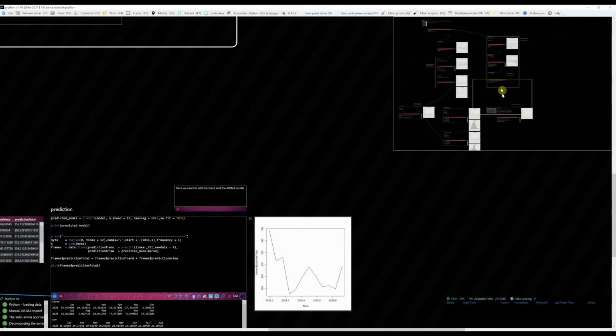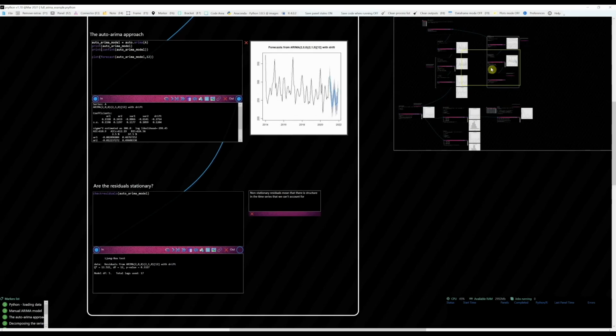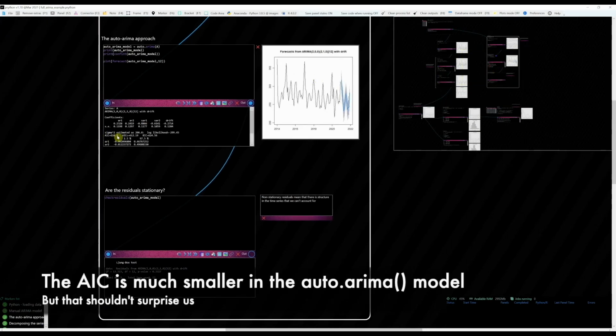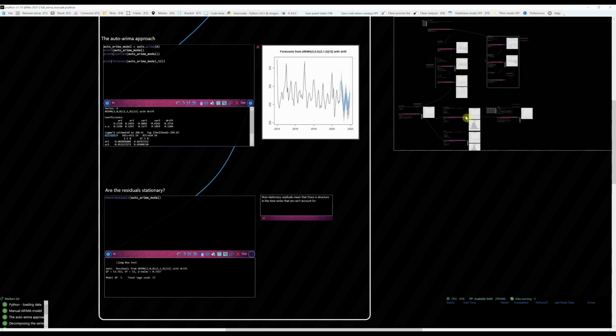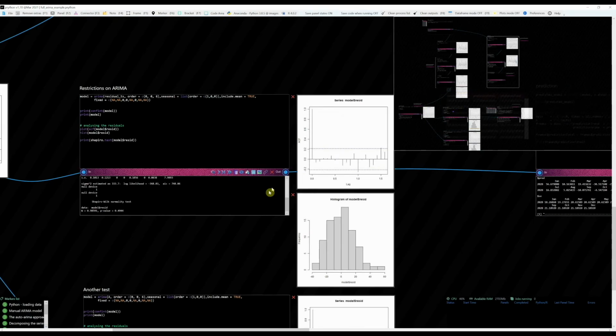Conclusion. The AIC, the Akaike criterion, on the auto.arima model was much lower than the one that I had with my manual model. That is kind of reasonable because auto.arima scans all possible models and grabs the one with the best AIC, so that shouldn't be a surprise. So on the basis of the AIC alone, we could argue that the auto.arima is beating my model. However, because it has statistically not significant terms in there, it's not that great.